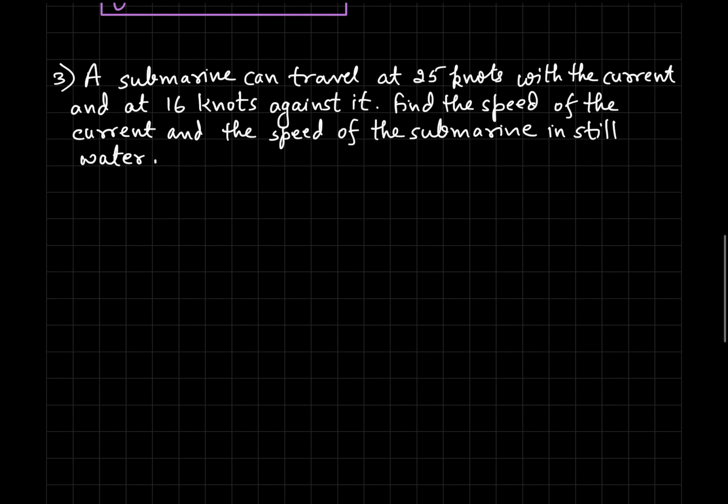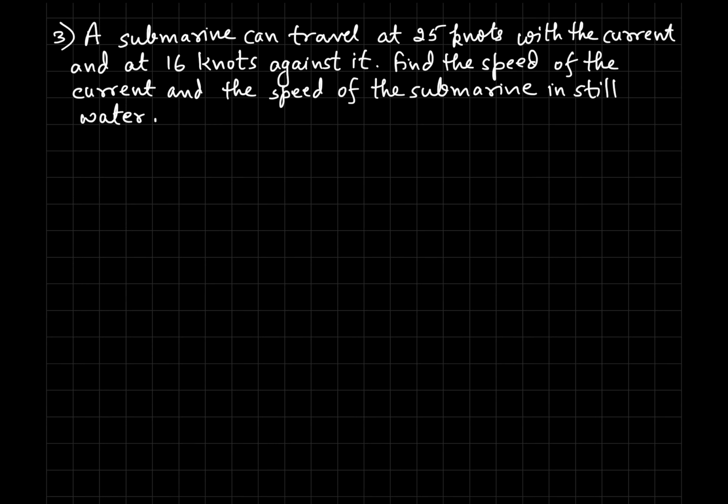Okay, now let us do the next question. Next question says a submarine can travel at 25 knots with the current, and 16 knots against it. Because if you are going against the current, then your speed would reduce. They are asking you to find the speed of the current and the speed of the submarine in still water. So how to do such questions?